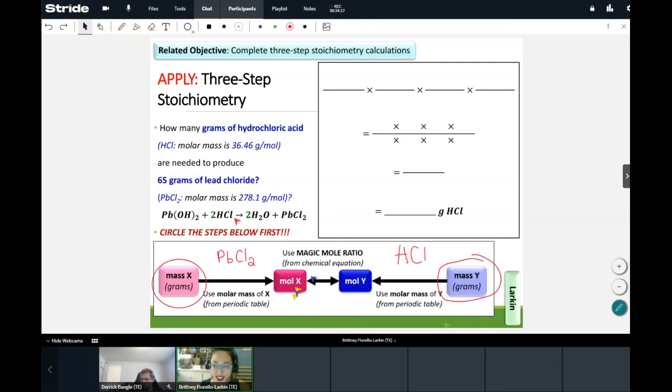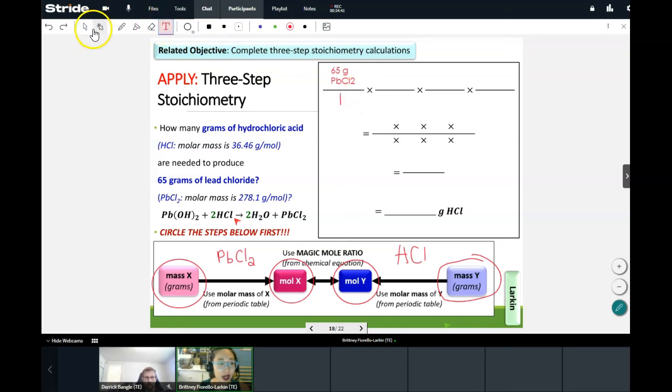Yeah, so both of those need to happen, right? We first need to get to moles of our old chemical and then to moles of our new chemical before we can finally end up at mass. So let's go ahead and do this. Up on the board, 65 grams of PbCl2 are what we start with. I'm going to put it over 1 so that we put it as a fraction. That just makes it easier to visualize.